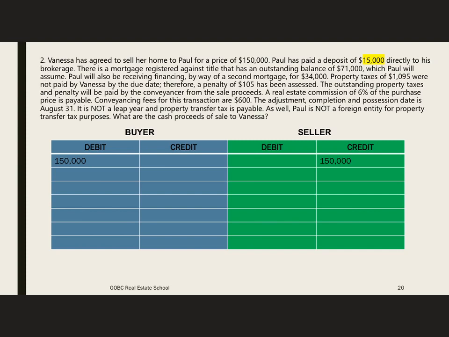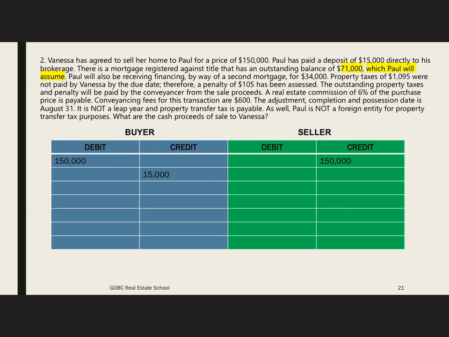So it says that it's going directly to the brokerage. So it's not going to the seller. So it will not appear on the seller's statement. So we put the $15,000 as a credit for the buyer. Remember, deposits and mortgage money are always credits for the buyer.